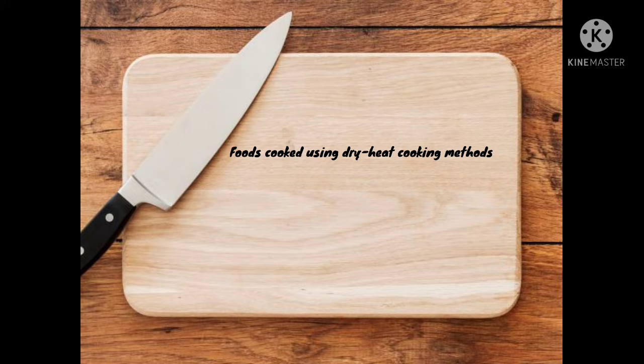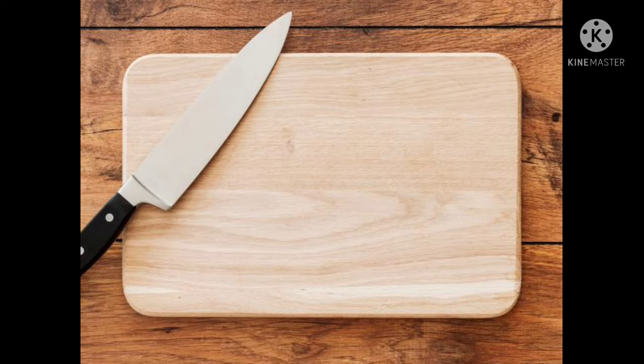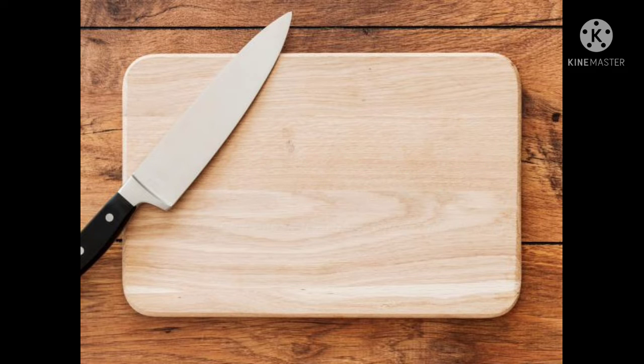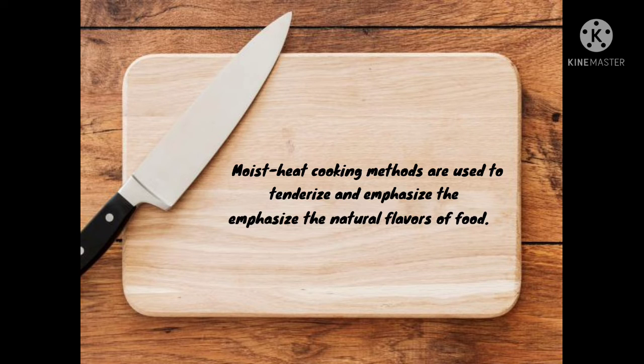Foods cooked using dry heat cooking methods have a rich flavor caused by browning because moisture on the surface of food evaporates. While moist heat cooking methods are those using water or steam. They are poaching, simmering, boiling, and steaming. Moist heat cooking methods are used to tenderize and emphasize the natural flavors of food.